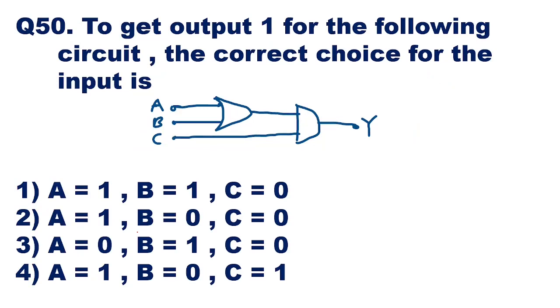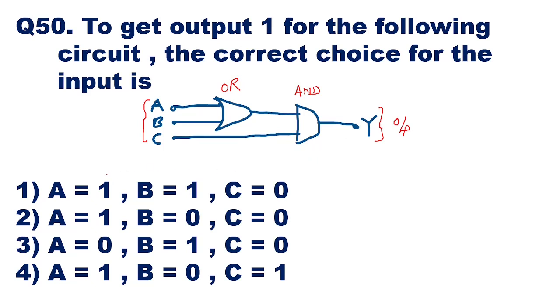To get output 1 for the following circuit, what is the correct choice for the input? Now here we see inputs are A, B and C. Here you are having an OR gate, here you are having an AND gate, and this is the output Y. So Y will be equal to 1 for which combination? Let's see the options and we'll check the combinations in the options.